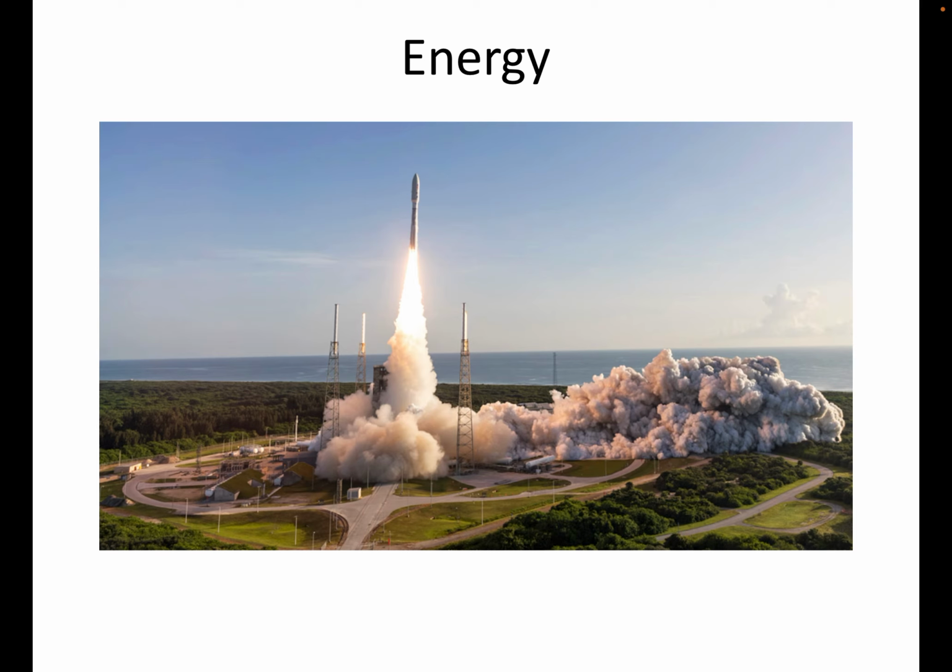When you look at an image like this, a rocket launching into space, what you are seeing is a tremendous conversion of energy. Chemical energy stored in the fuel is rapidly converted into kinetic energy, the energy of motion, and potential energy as it gains altitude. This chapter is all about understanding these different forms of energy and how they relate to one another.